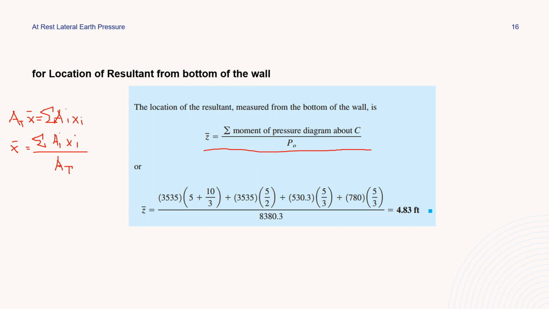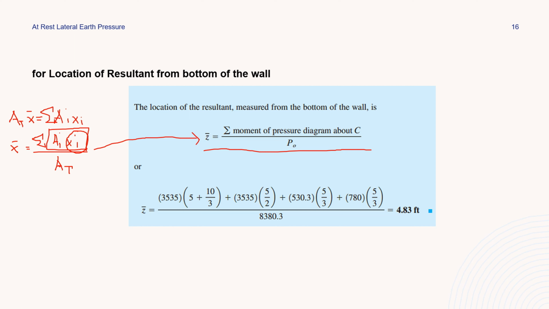So in this formula, you associate the z bar with the x bar. It is the summation of moment of the pressure diagram about C, since the distance from the centroid to the point of reference is the same as the moment arm. So it can be called as a whole the moment. And the total area is the total force per unit length.